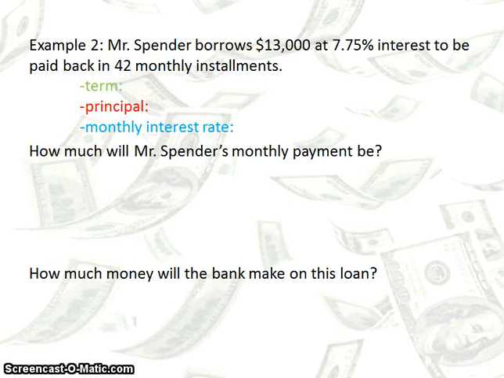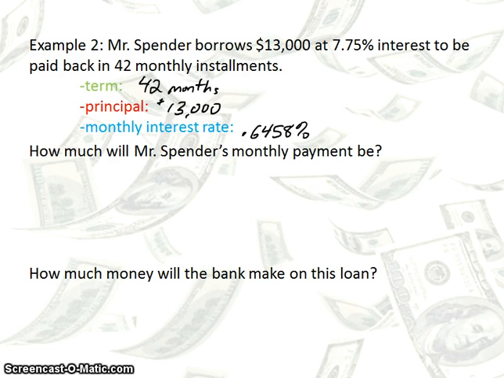So let's look at this information put all together. Mr. Big Spender borrows $13,000 at 7.75% interest to be paid back in 42 monthly installments. So the term of his loan is 42 months. That's how long it's going to take him to pay the $13,000 off. The principal is $13,000, and the monthly interest rate is 7.75 divided by 12, which gives us a rate of 0.6458% per month.